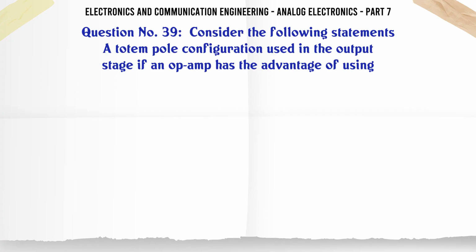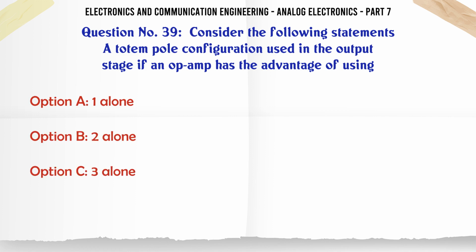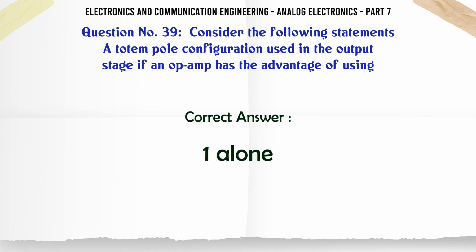Consider the following statements. A totem pole configuration used in the output stage of an op-amp has the advantage of using: A. 1 alone, B. 2 alone, C. 3 alone, D. 1 and 3. The correct answer is 1 alone.